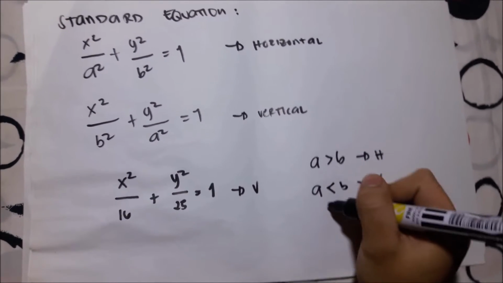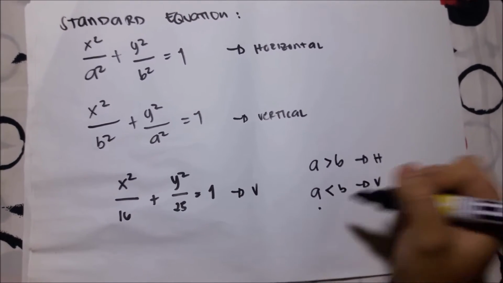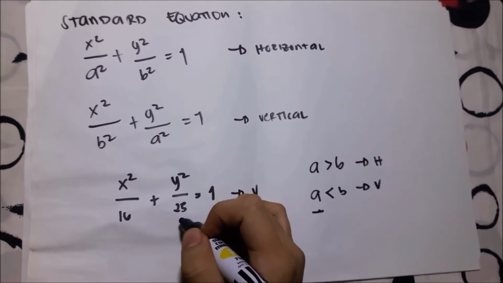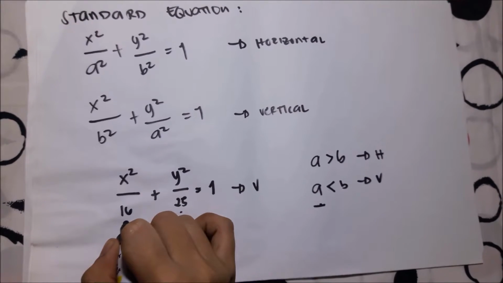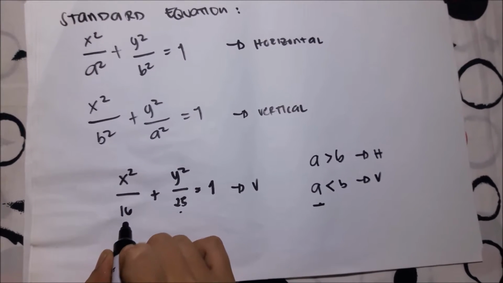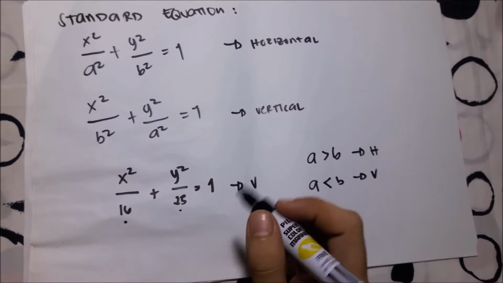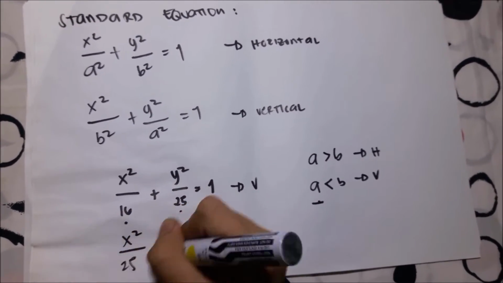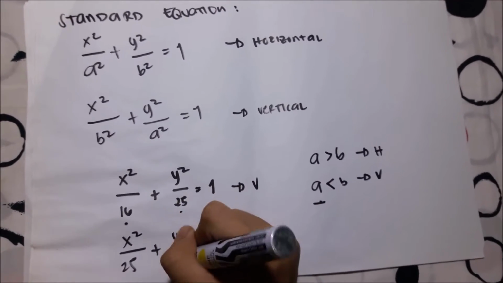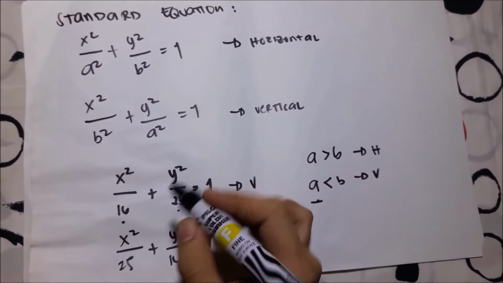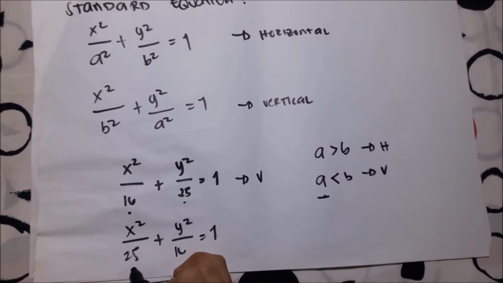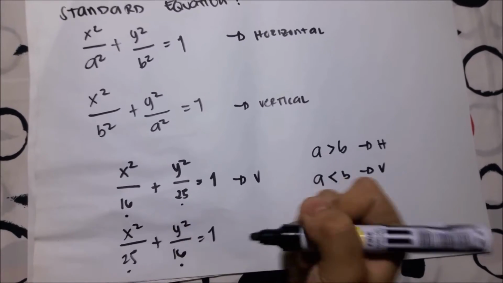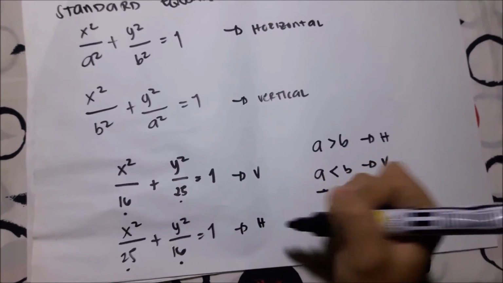Why? Because your a value is greater than the b value, which is 16. So it's vertical. Then if it's horizontal, it's going to be like this. You can see the difference that the a value here is greater than your b value, which is 16. So this one is horizontal.